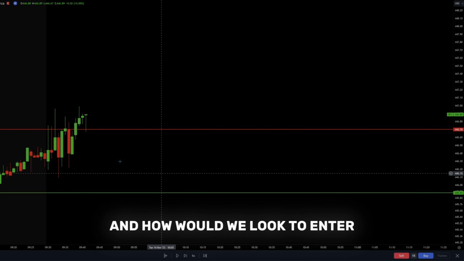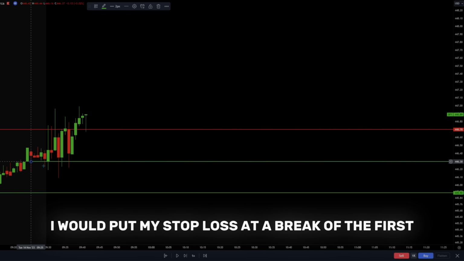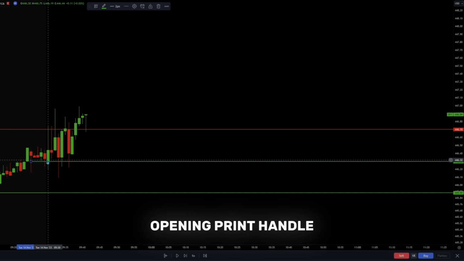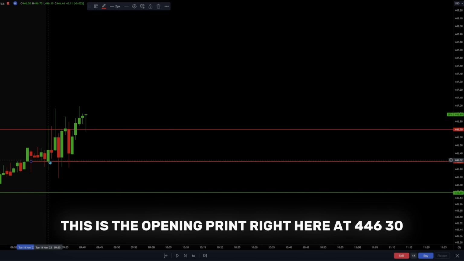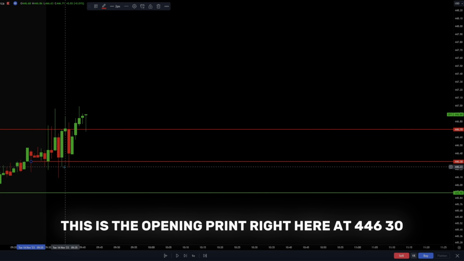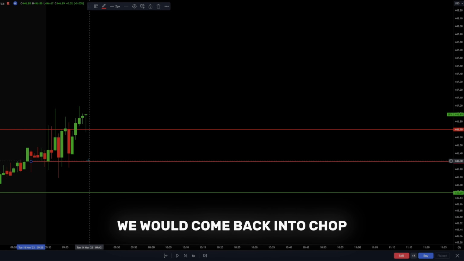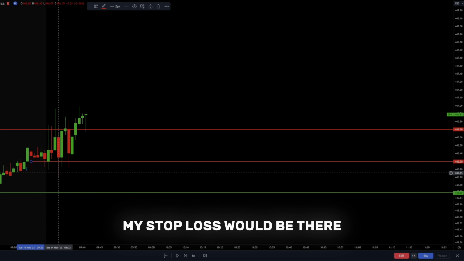And how would we look to enter? Well, for me, I would put my stop loss at a break of the first opening print candle. This is the opening print right here at 446.30. If we broke below this, we would come back into chop, which I don't want.